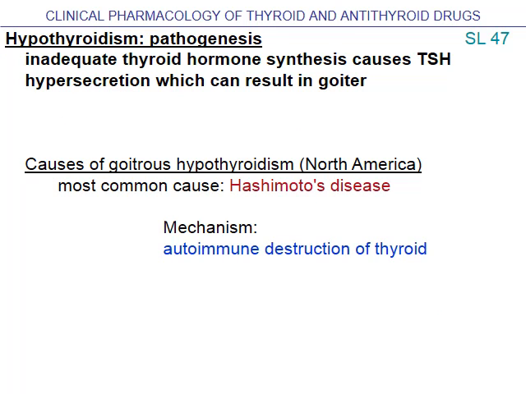Now, in hypothyroidism, we have inadequate thyroid hormone synthesis, causing TSH levels to go up, which can cause a goiter to form. In North America, the most common cause of goitrous hypothyroidism is an autoimmune disease called Hashimoto's disease.